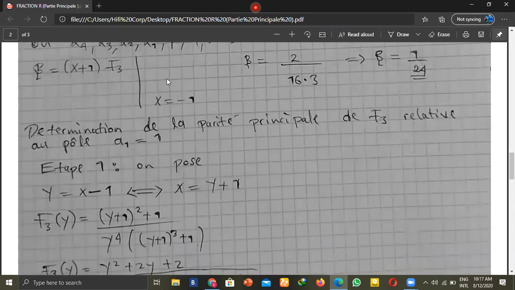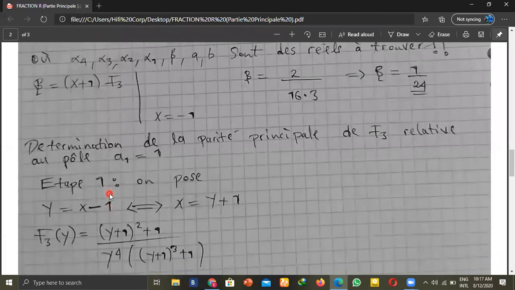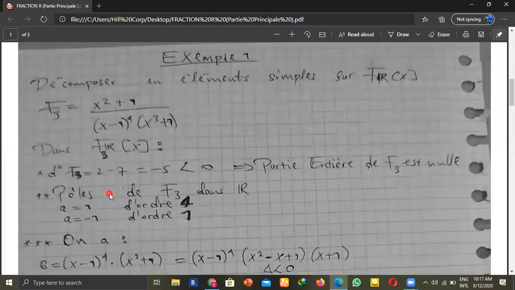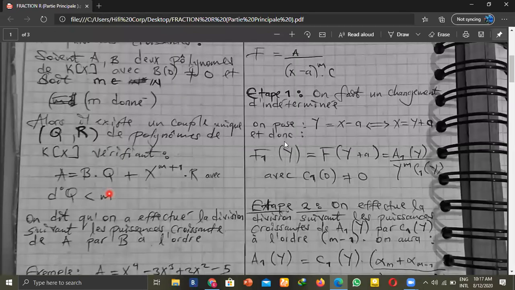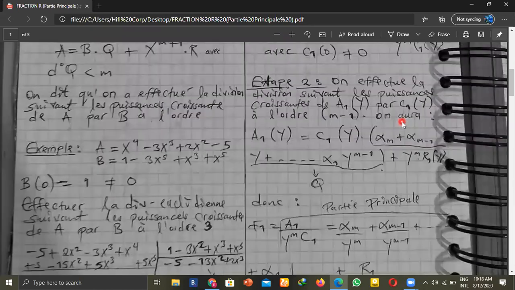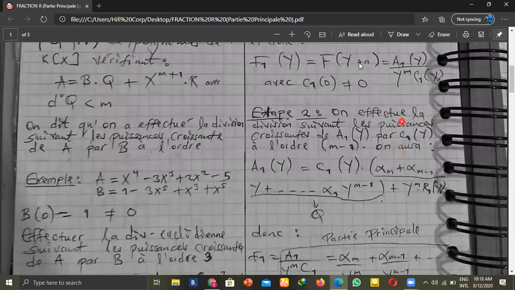So we go to étape 1, on pause. y is equal to x minus 1, which we said earlier in our étape, this is what we mean. We pose y equal to x minus 1. Where is our x minus 1 coming from? It is coming from the racine of the one you are finding the partie entière on. You get this racine, you equate it to y, and then you make x the subject of the formula, so that you can come and replace it the way we did.